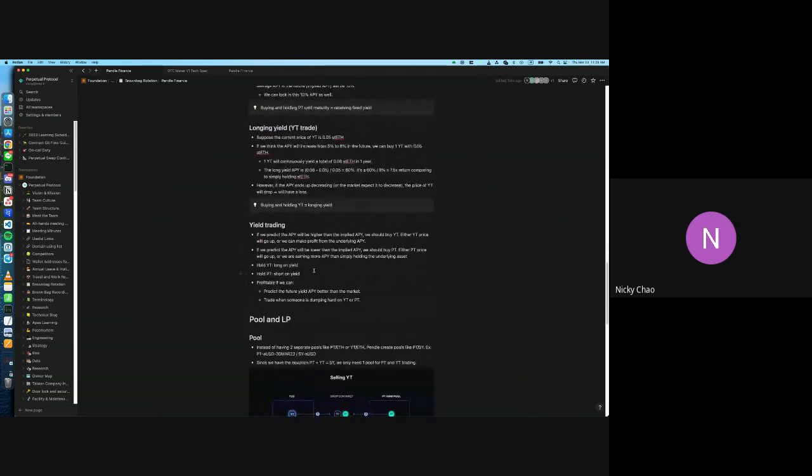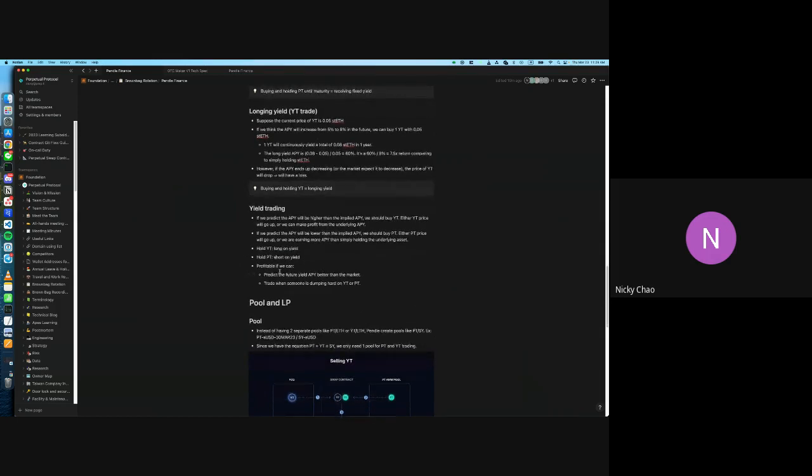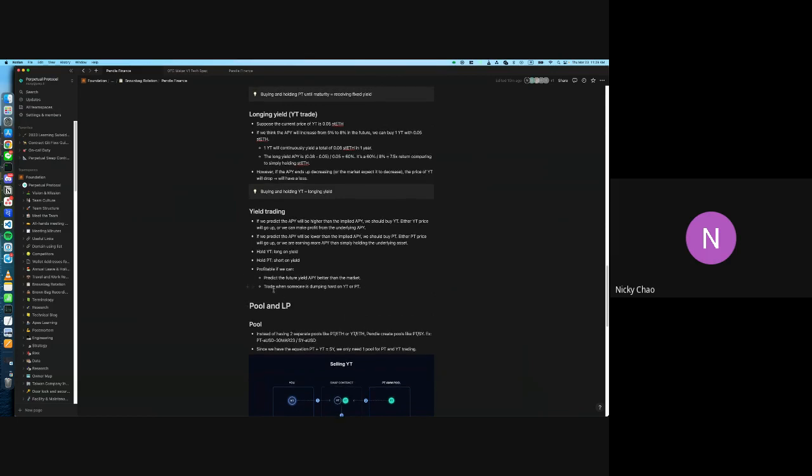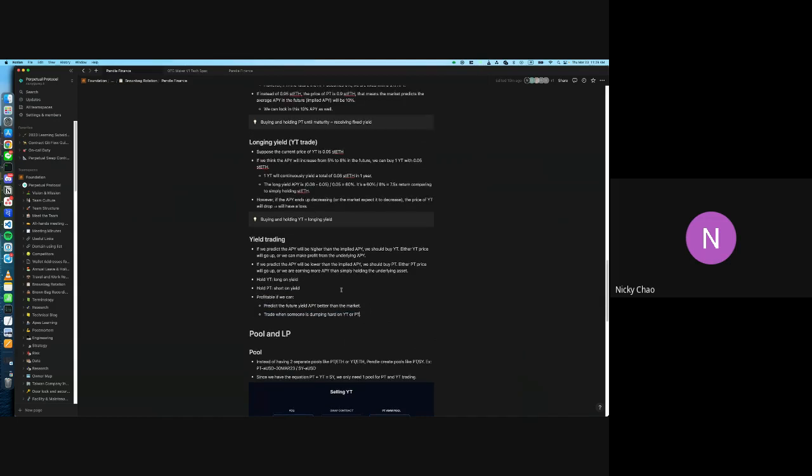So in short, holding YT means you are long on yield, and holding PT means you are short on yield. So you can earn money on Pendle Finance if you can successfully predict the future yield APY better than what the market predicts. And you can also buy some YT or PT token if someone is dumping it very hard, so you can get a very nice APY on these tokens.